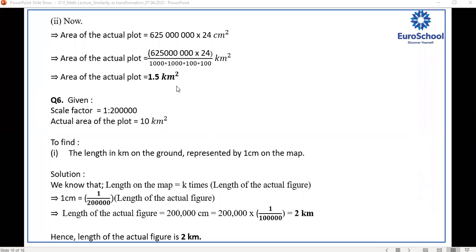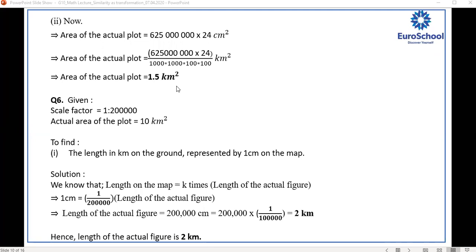Question number 6 is, the scale of a map is 1:2 lakh. Now, a plot of land of area 10 kilometer square is to be represented on the map. Now, actual area is given. You need to find the area of the plot on the map. Scale factor is given. What to do?